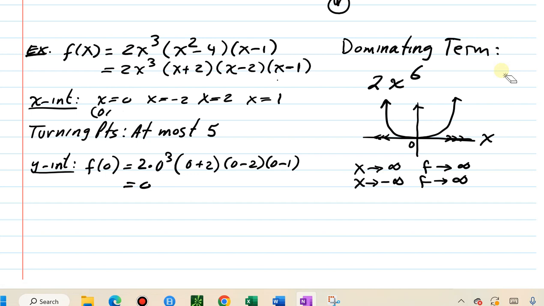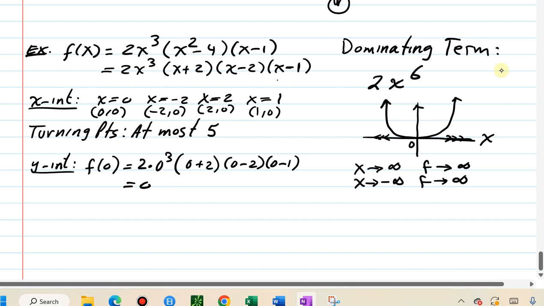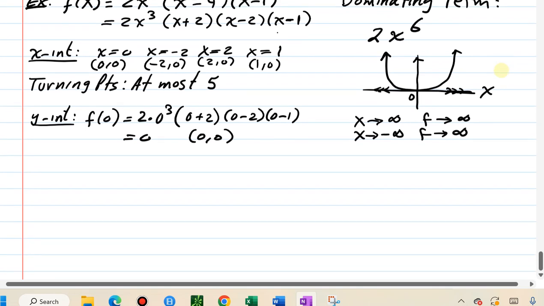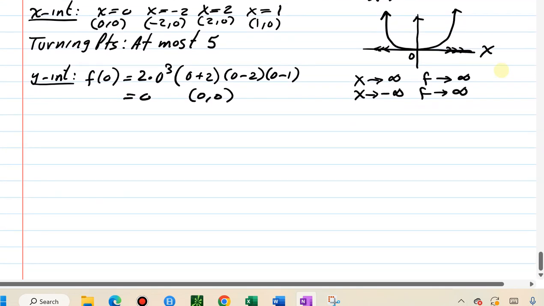Because remember, these are x-intercepts. The coordinates are (0, 0), (-2, 0). At an x-intercept, the y is always 0. And there's your y-intercept right there. If x is 0, y is also 0. The y-intercept is at (0, 0), the origin. And what else? I think that's all we need. Now we can go and graph this one.